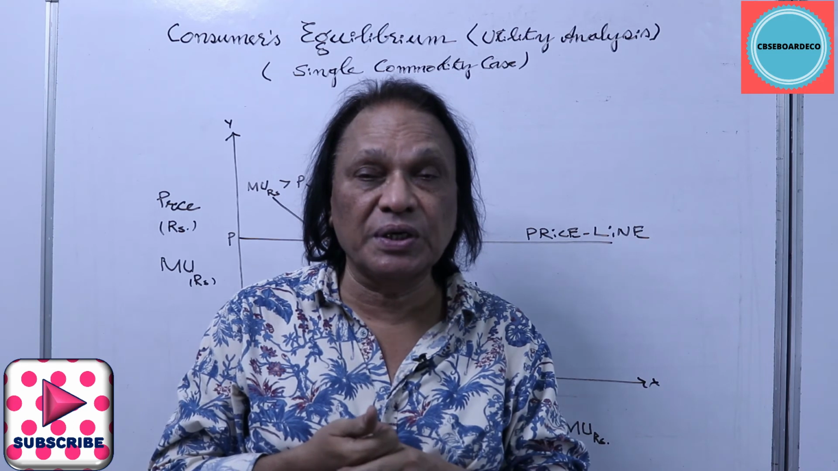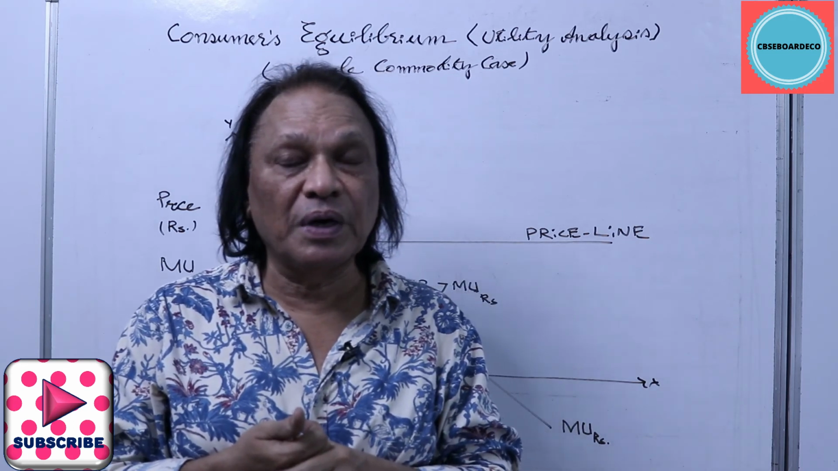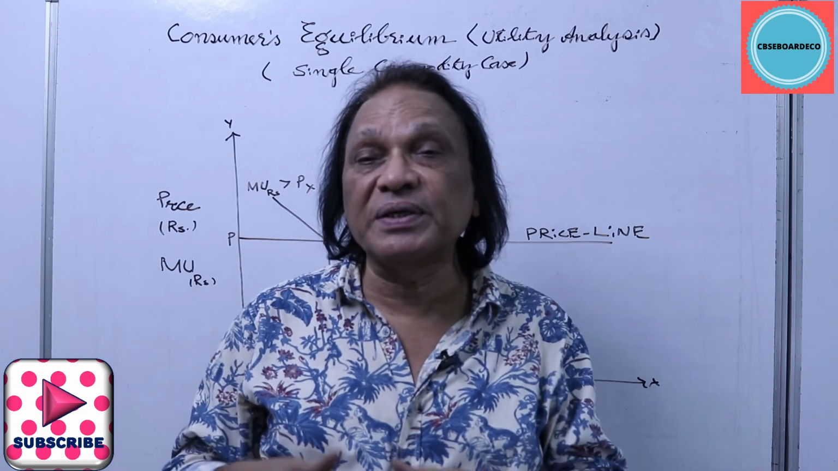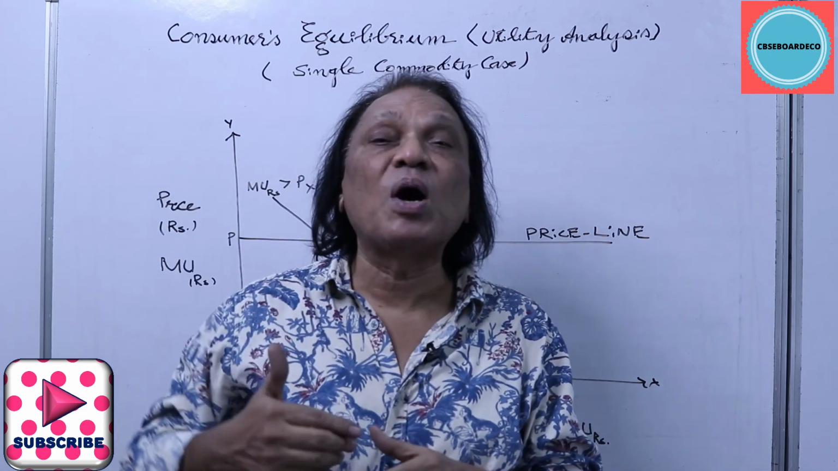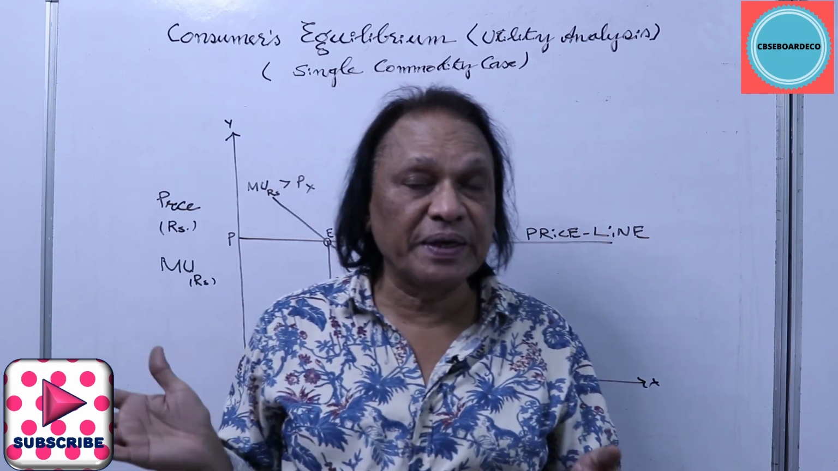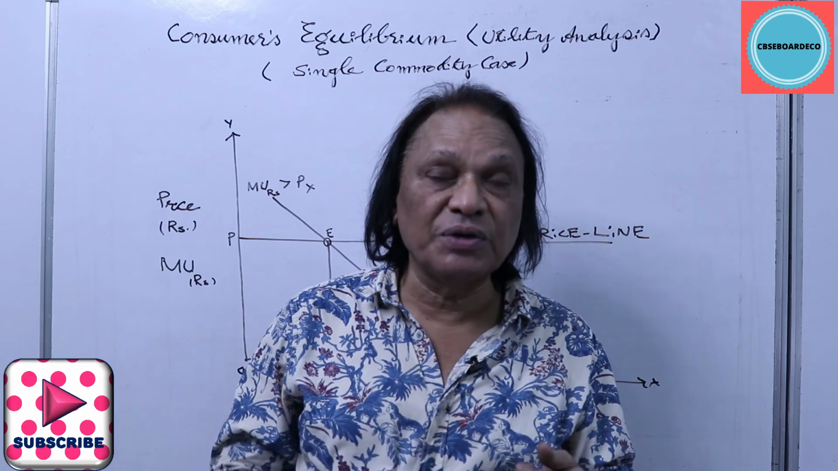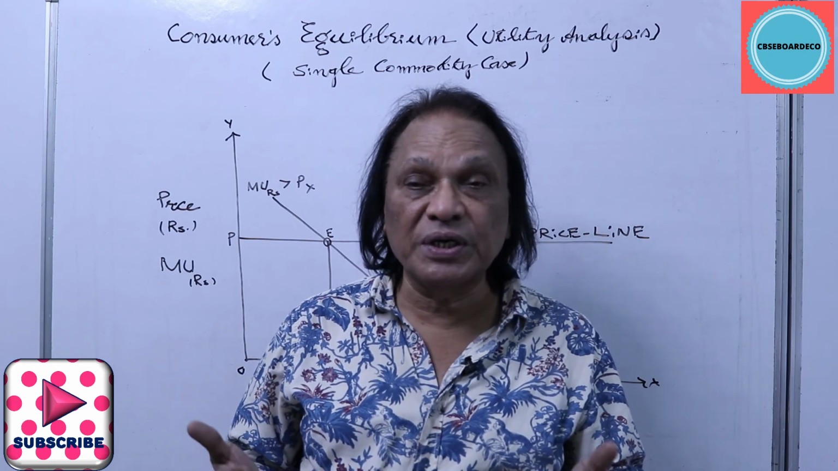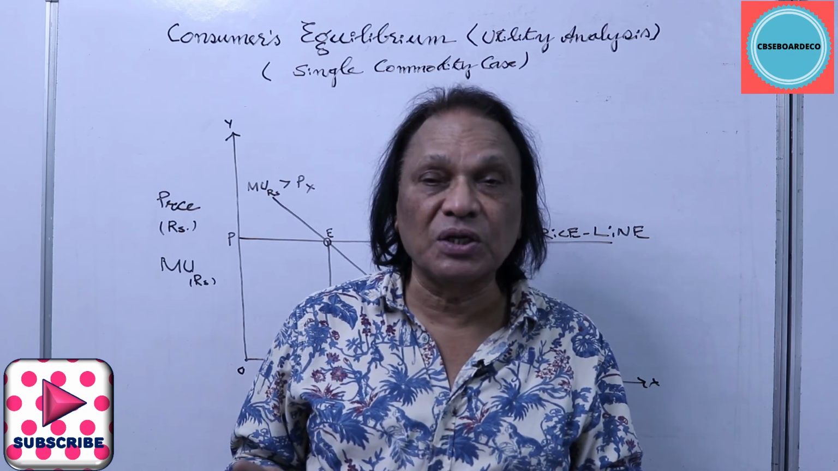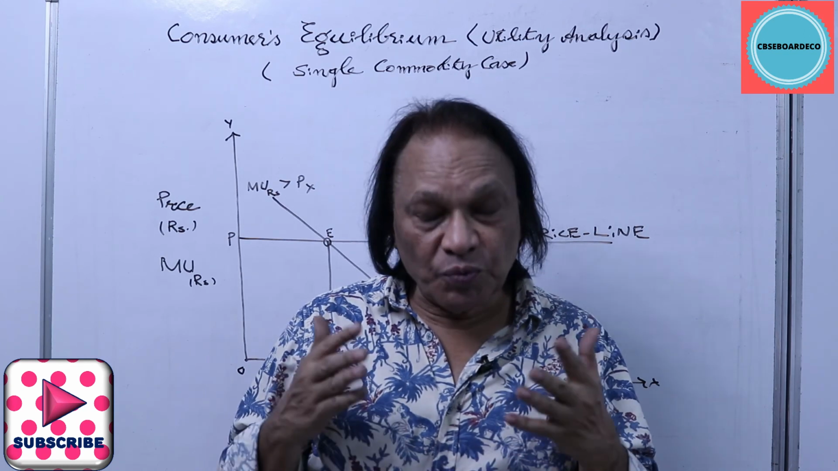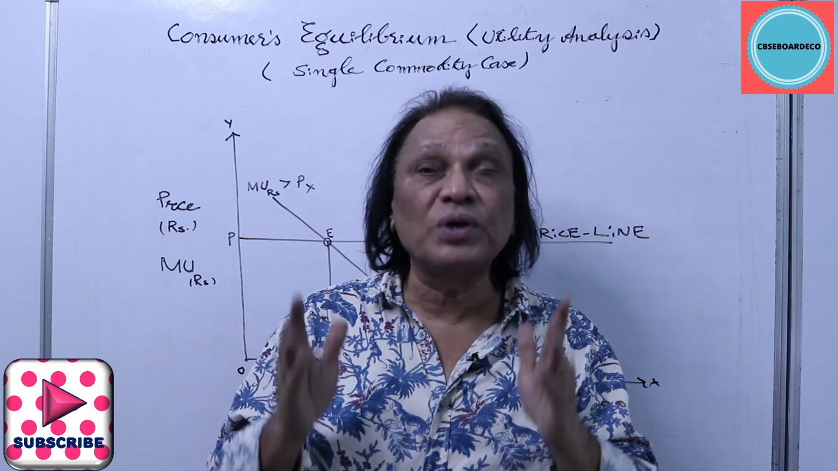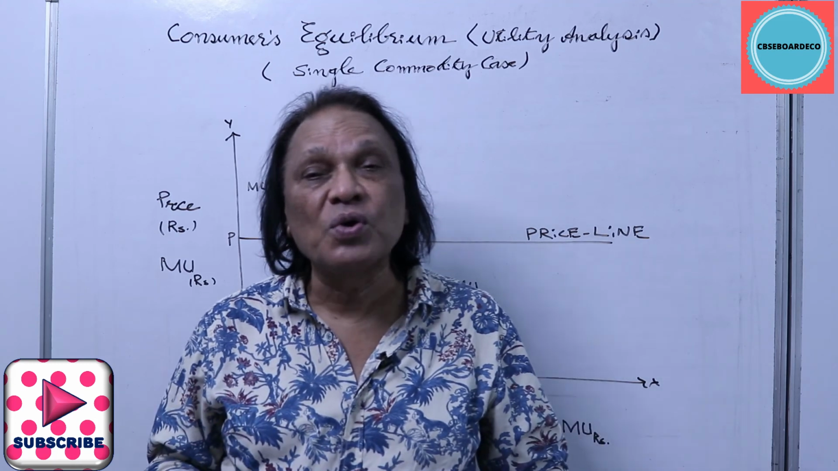Graphically also the same thing is shown at the point of equilibrium. At the point of equilibrium, MUX in terms of money is equal to PX. If he goes beyond that, the price line will be above the MU line. So he will get less satisfaction than the money he's paying. He'll reduce it, and before that he will not stop because marginal utility in terms of money is more than the price. He'll keep on consuming. That's how we conclude. So we conclude that in the case of one commodity, the consumer will be at equilibrium only when MU in terms of money is equal to PX.